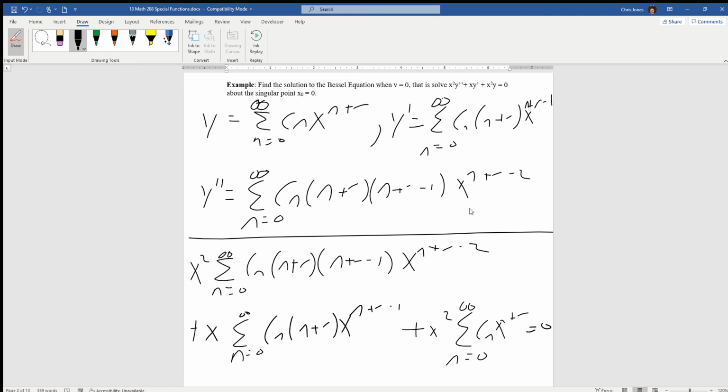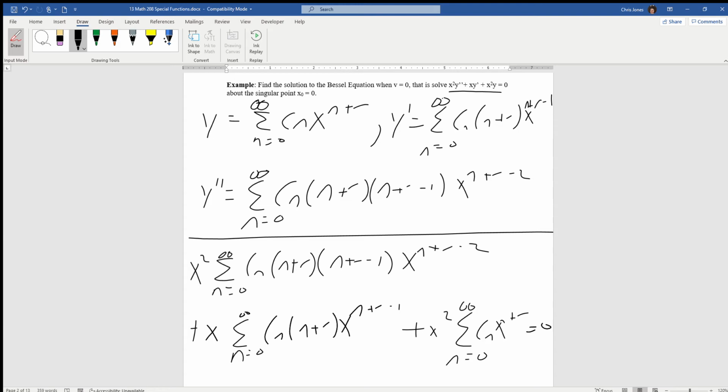In this first example, we're going to take a look at the easiest possible Bessel function to work with, and we're going to have a Bessel equation where the constant v is equal to 0. So in other words, we're going to solve this differential equation: x squared y double prime plus xy prime plus (x squared minus 0), or in this case just x squared y, is equal to 0, and we're going to try to find the solution around the singular point x naught equals 0.